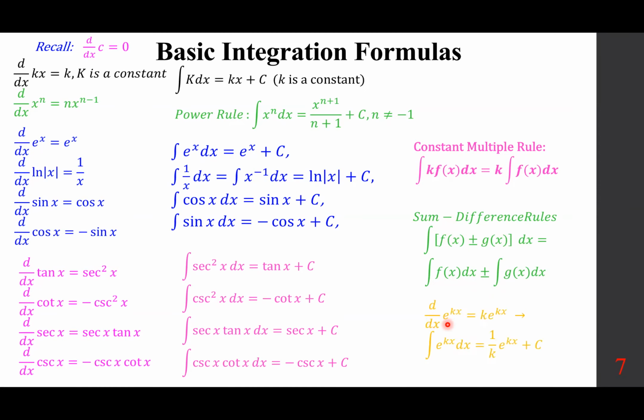As you recall, the derivative of e to the power of kx is itself times k. So if I want to integrate that, the reverse process is the same thing divided by k. And all you have to do, differentiate the right side. You see, you get e to the power of kx. So these are basic integration formulas. With a little bit of practice, we become good at it. Let's look at some examples.